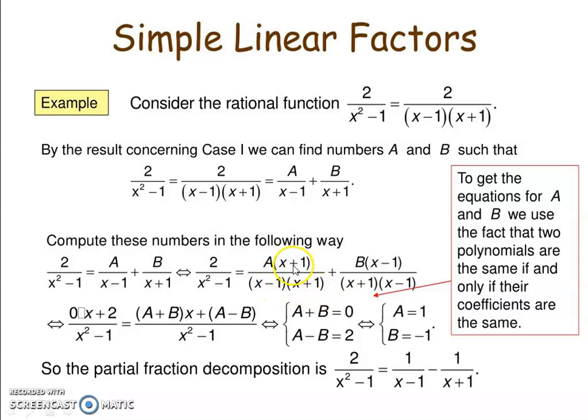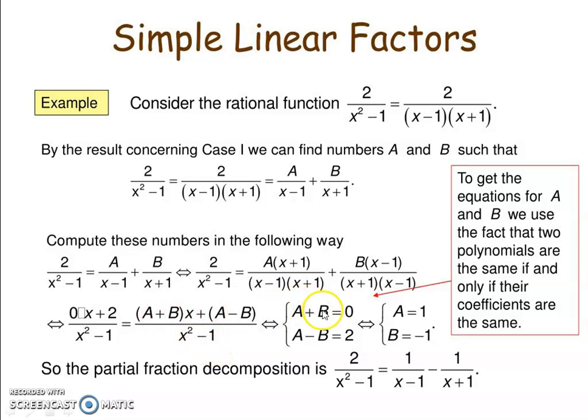So we have to take a into x plus 1 here, plus b into x minus 1 here, over x plus 1, x minus 1. Next step, we have to equate 0x plus 2 over x square minus 1. We have to equate ax plus a, bx minus b. So that's why (a plus b) capital X plus (a minus b) upon x square minus 1.